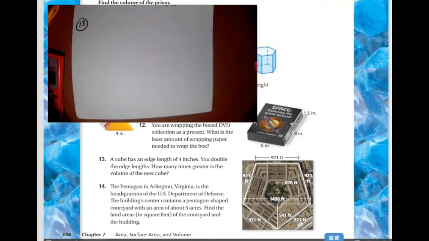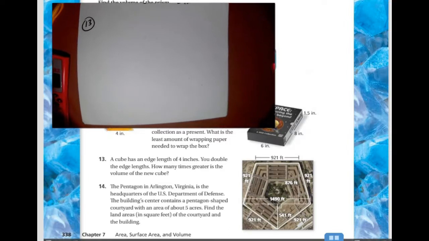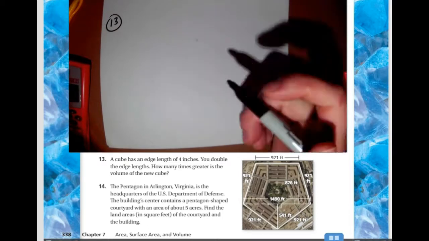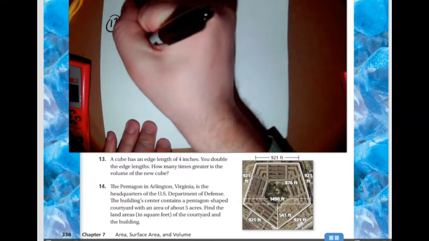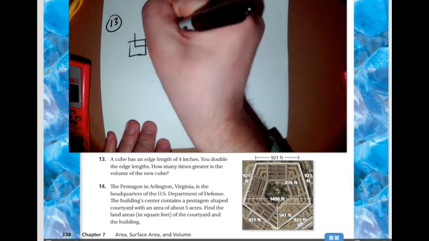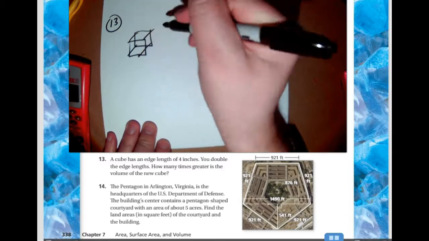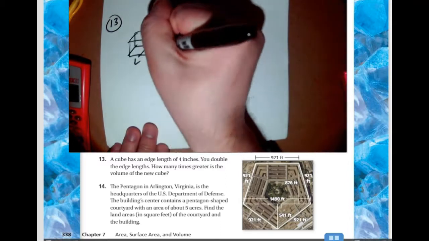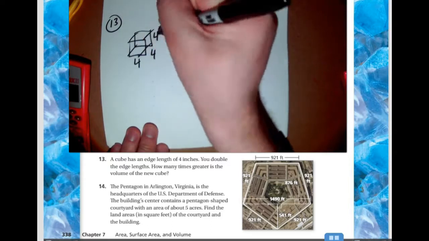And there it is, number 13. It says a cube has an edge length of 4 inches. You double the edge lengths. How many times greater is the volume of the new cube? Whoa. All right. So for this one, I recommend setting this up like it's 2 separate problems. There's our first cube that has side lengths of 4 inches. That's 4, 4, and 4.